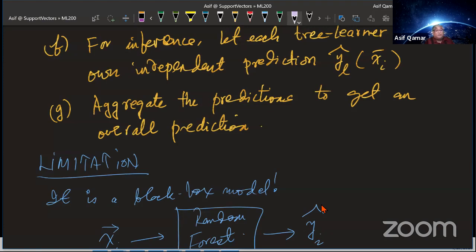So this is a very popular algorithm. Obviously, like with every algorithm, people do get carried away. There are people who solve every single problem using a random forest.